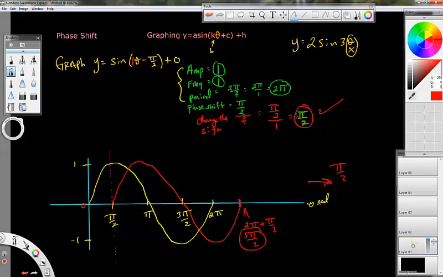If it was a negative phase shift, it would start over here and go the same route with the same period. All right, but more on that tomorrow.